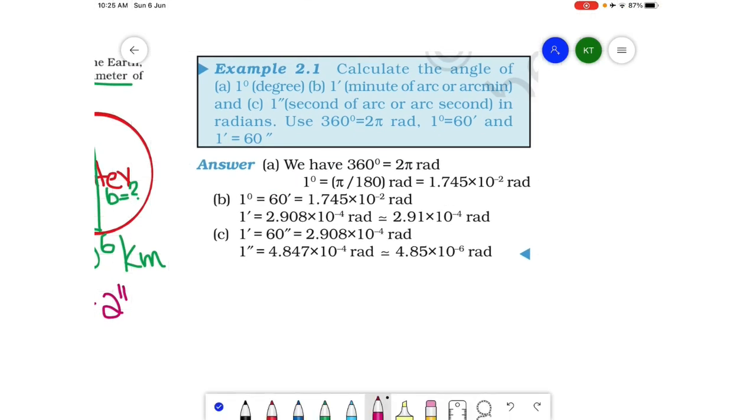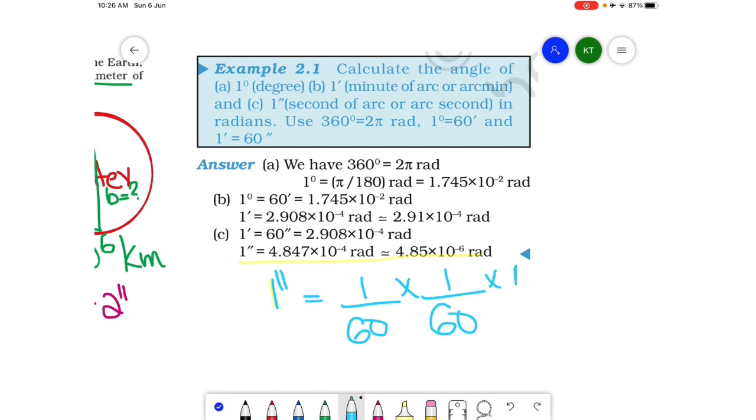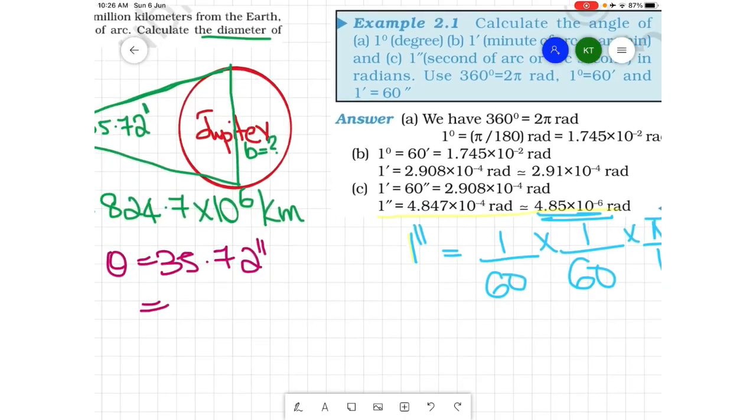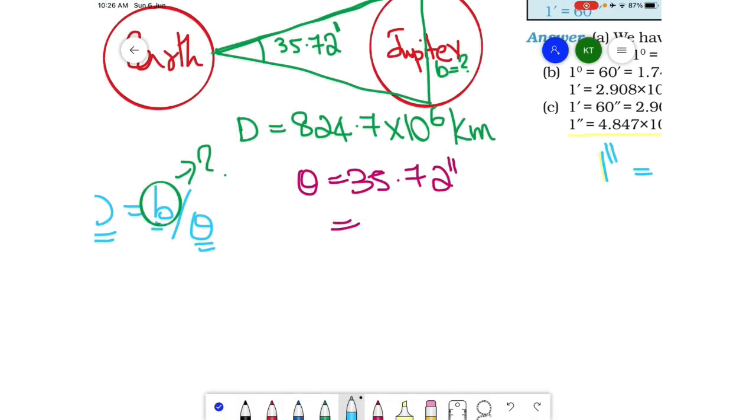From example 2.1, we know how to convert 1 second to radians. It is basically just 1 second is equal to 1 by 60 into 1 by 60 into pi by 180, and this will give you radians. In solved form, it is 4.85 into 10 power minus 6. Do visit this video to understand how to solve it. So this would be 35.72 into 1 by 3600 into pi by 180 radians.